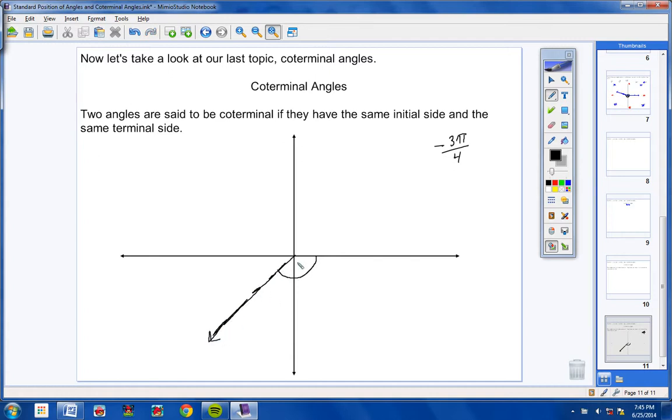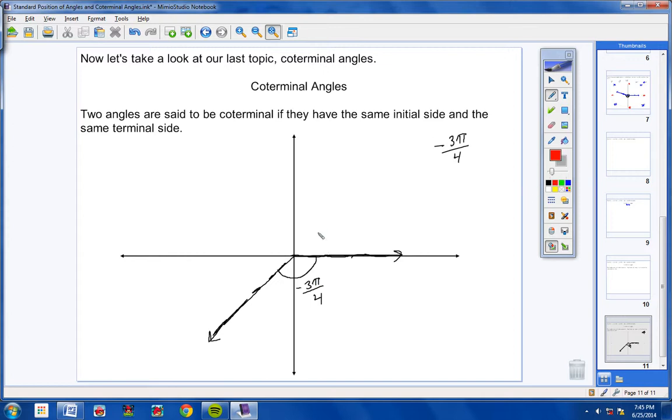Now, Mr. Earhart, I don't like using radians. Well, just bear with me. Please take some notes on this. We'll do it in radians. Then we'll convert it over to degrees, and we'll do it the same way. All right? Not a big deal. So let's find our positive coterminal angle. Okay, our positive coterminal angle.